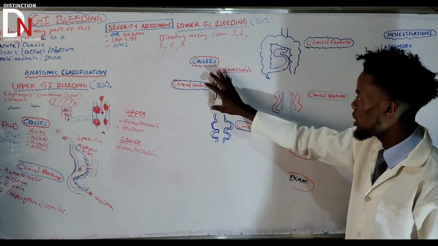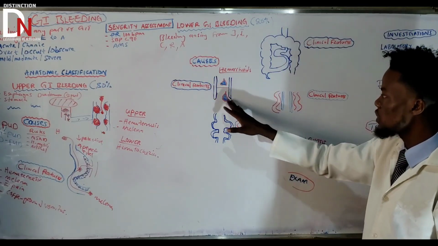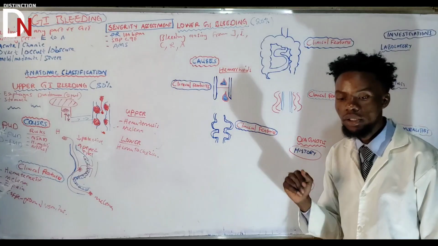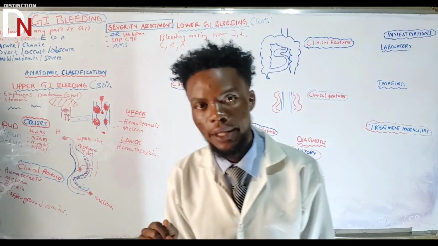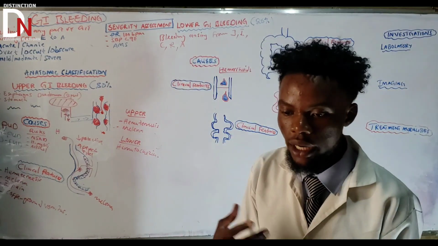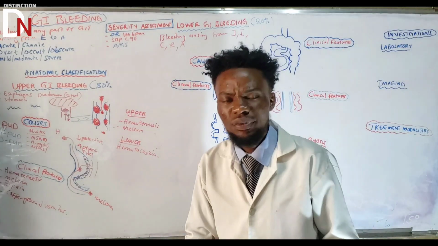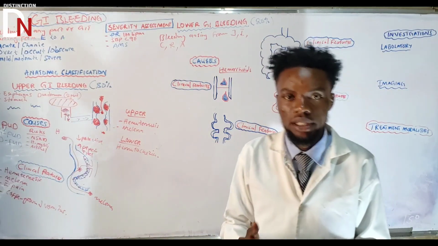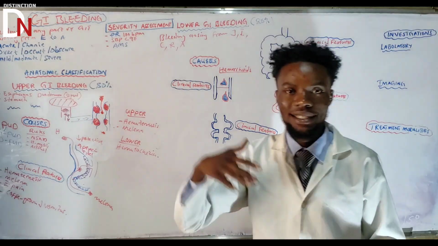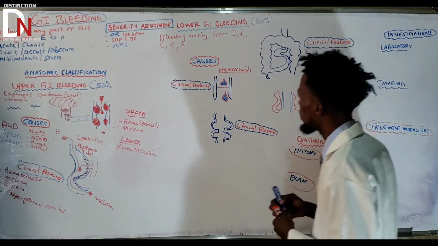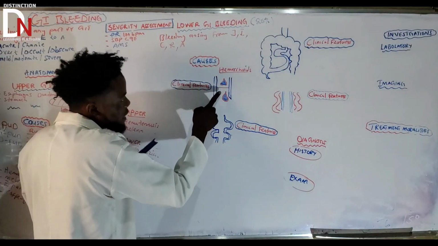The first cause is hemorrhoid. As you can see, this structure here is the anal canal. Hemorrhoids, also sometimes called piles, arise from the anal canal. There are different types of hemorrhoid, but let's keep it simple: there are external hemorrhoids and internal hemorrhoids. You've seen this line here.